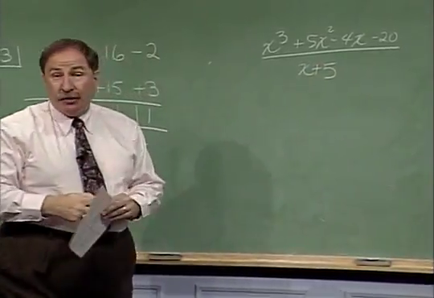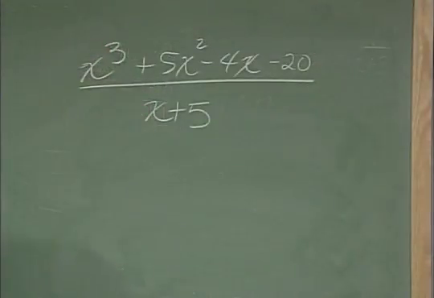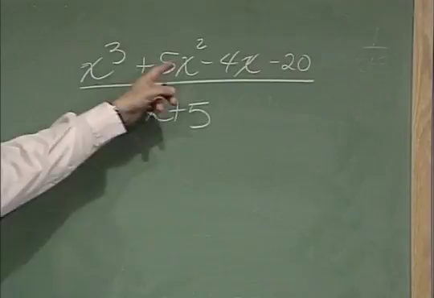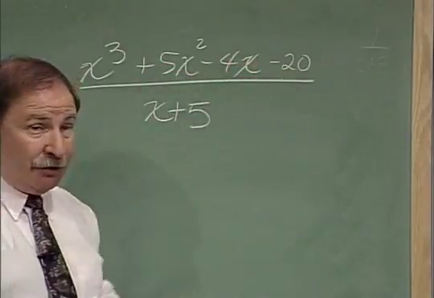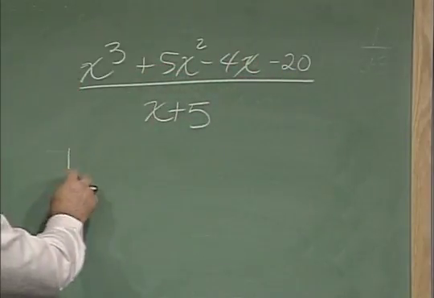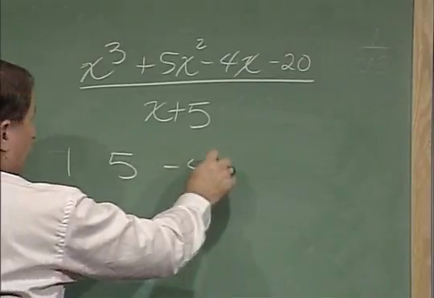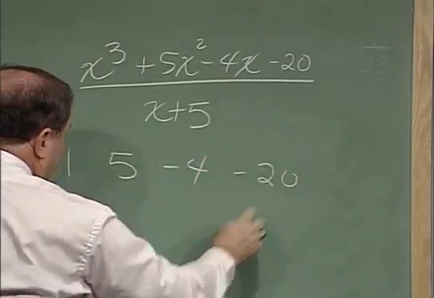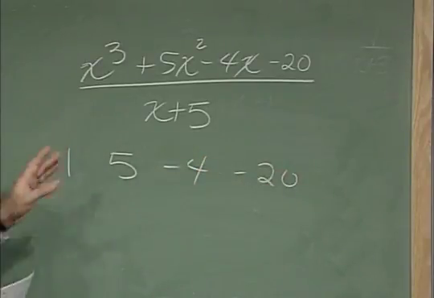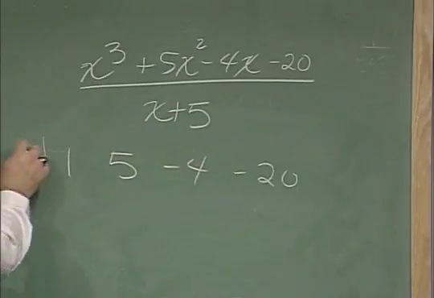And I want to do this synthetically. Well, the first thing I want to do is write down my coefficients. I might check to make sure they're all there. Third power, second power, first power, constant, they're all there. 1, 5, negative 4, negative 20. And since I'm dividing by x plus 5, I change the sign and synthetically divide by negative 5.